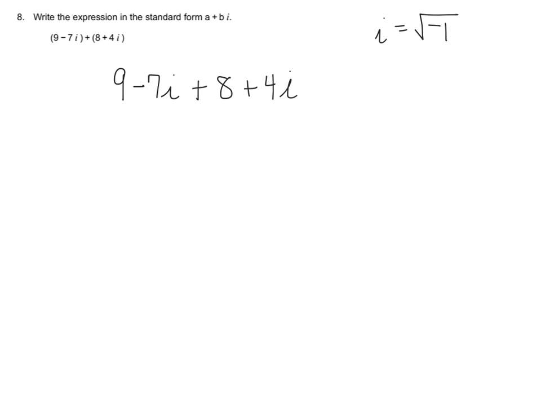So in order to add these values together, I just need to add my constant terms, which is the 9 plus the 8, and then I'll combine the i terms, or the complex terms, which is the -7i and the positive 4i. So 9 plus 8 is 17, and -7i plus 4i is -3i. I can't combine this any further, so my answer is 17 minus 3i.